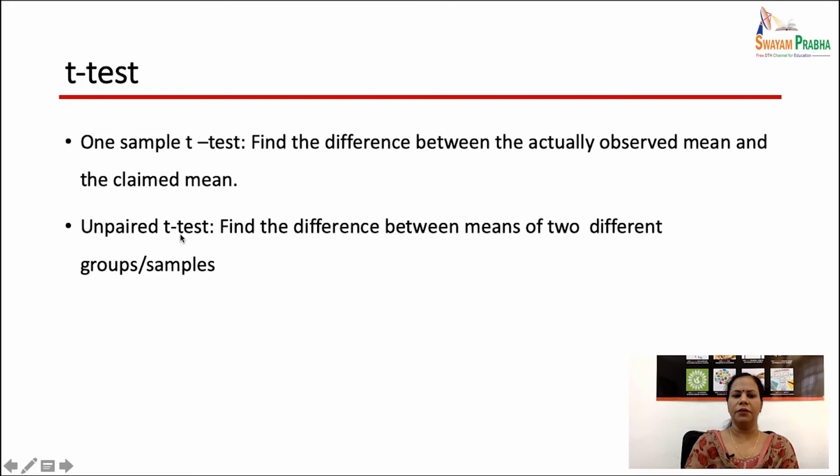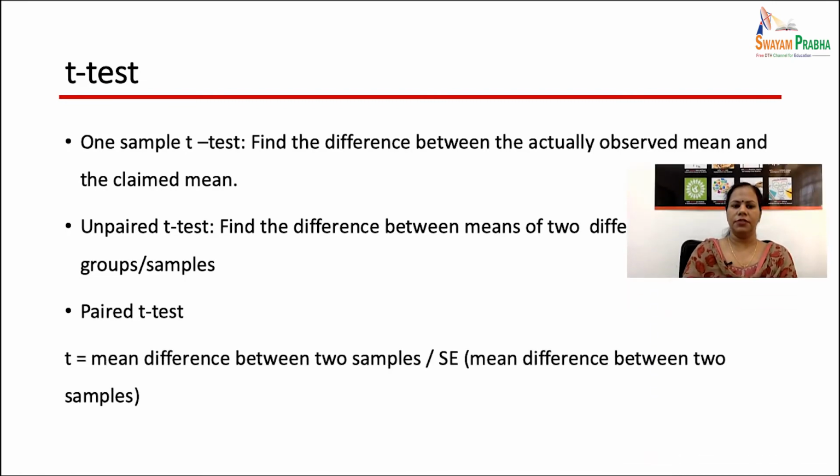Second one is the unpaired t-test. Here we have two groups or two samples, and we have two means of these two samples, and we want to find out the difference between the means of two different groups or samples. Then we go for the unpaired t-test.